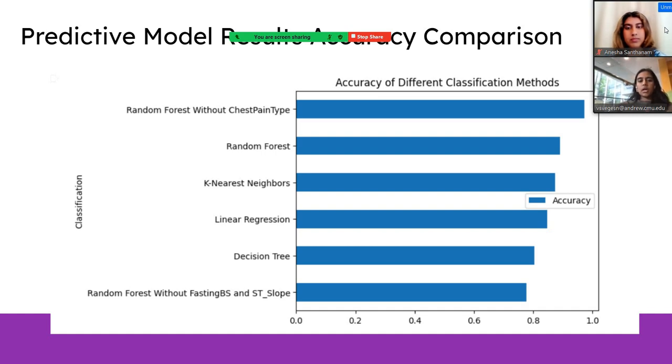Following the architecture, it's important to look at the results. This graph shows the classification accuracies for not only the 4 different classification methods we had, but also, after we saw that chest pain type had the highest feature importance and fasting BS and ST slope had the lowest, we thought it would be interesting to see how removing those from the data sets would affect the accuracy of the classification. All these results are presented here in the graph. It's interesting to see that without chest pain type has the highest accuracy.